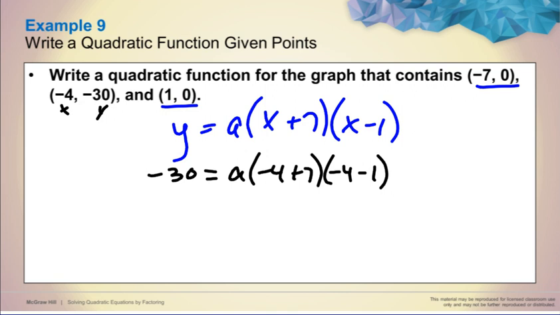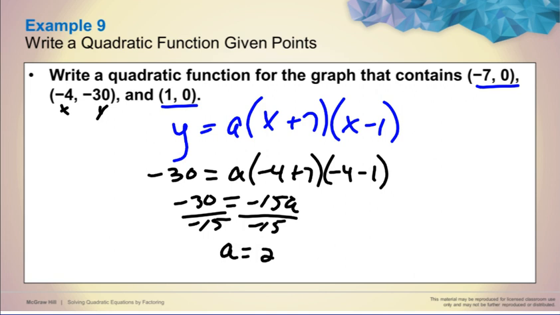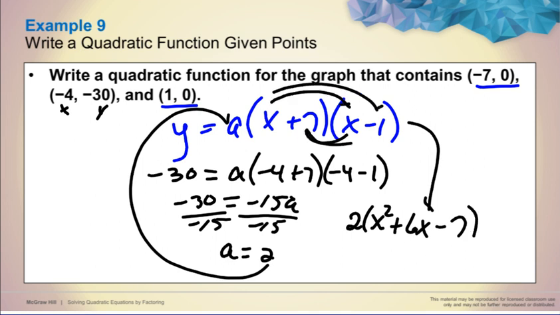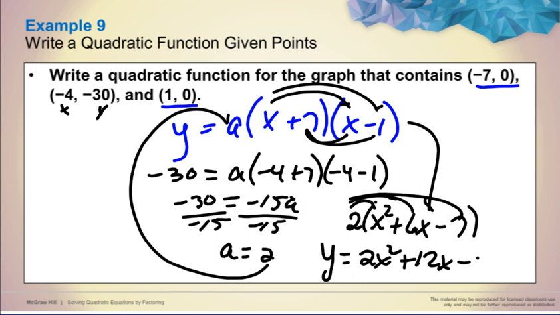I now have 3 times -5 is -15. A equaling -30. Divide by -15. A would equal 2. If I put 2 back up here, I now have 2 times x squared plus 6x minus 7. I just FOILed this. Distribute the 2. I now have y equaling 2x squared plus 12x minus 14.